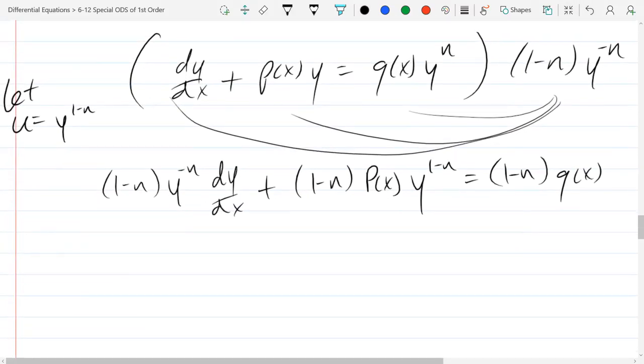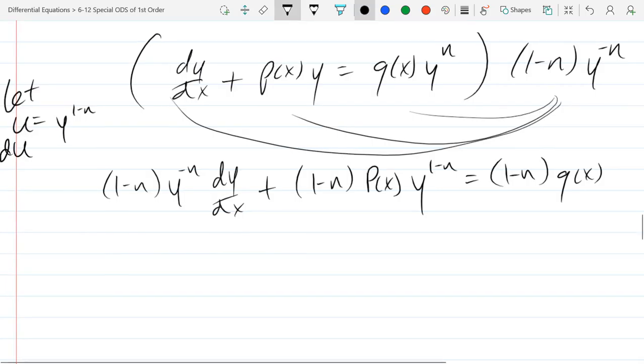All right, we're going to make this sub, so we better figure out what du is, how does that relate to dy, if we're going to be taking out the y's and replacing them. So du equals 1 minus n, y to what power? Negative n. So you're taking 1 away from 1 minus n. So that's just minus n. And we just get a dy after that.